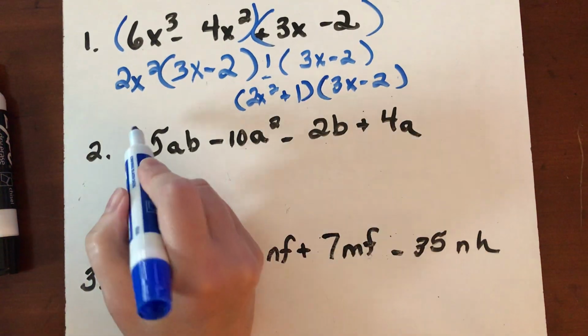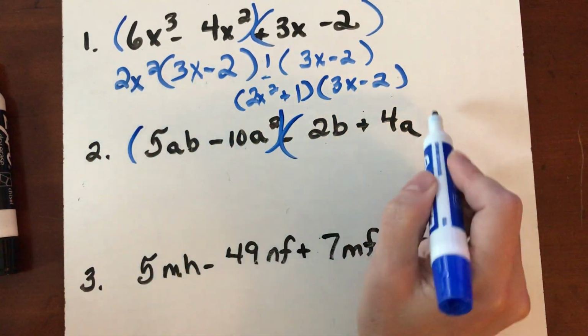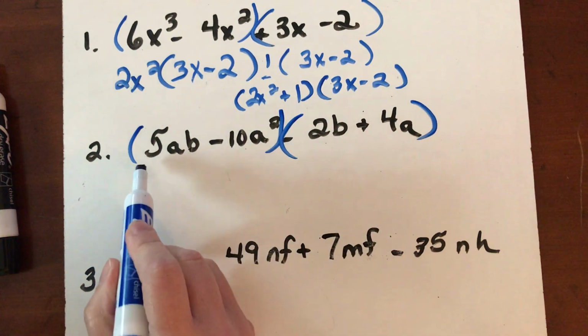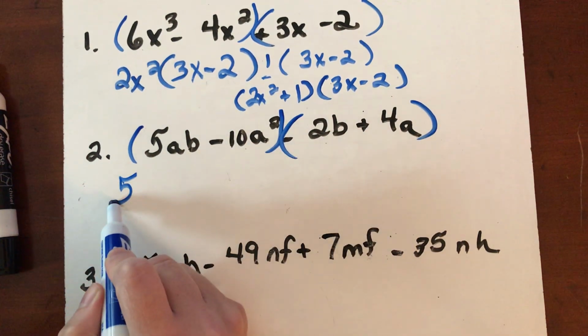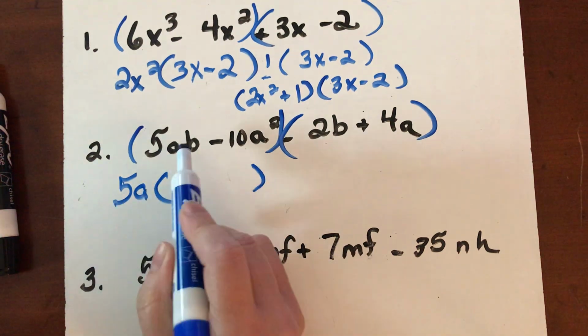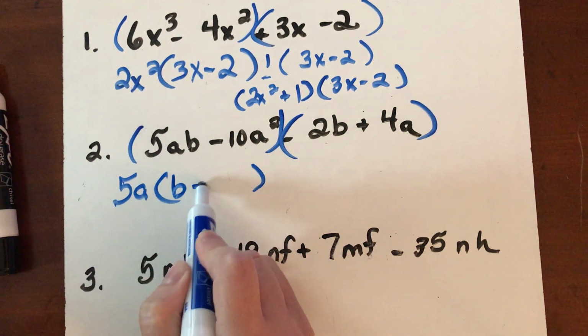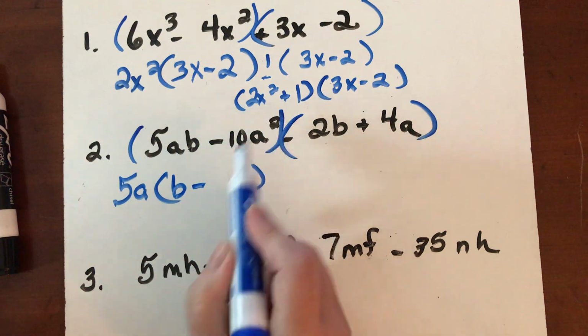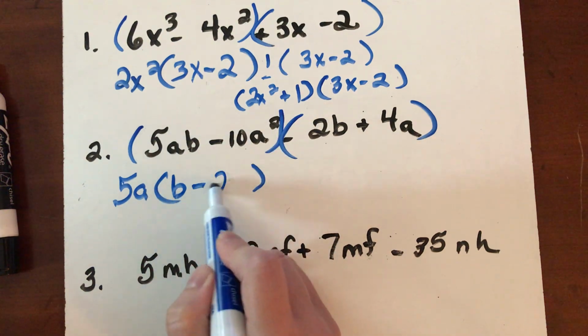All right, for this one, it was good to go. I'd go ahead and group it. Oops, make sure that negative sign gets in there. Now I'm going to pull out a 5a and a squared a. Okay, 5a times what is 5ab? B. Minus 5a times what is negative 10a squared? We already got the negative covered, so this is going to be 2a.